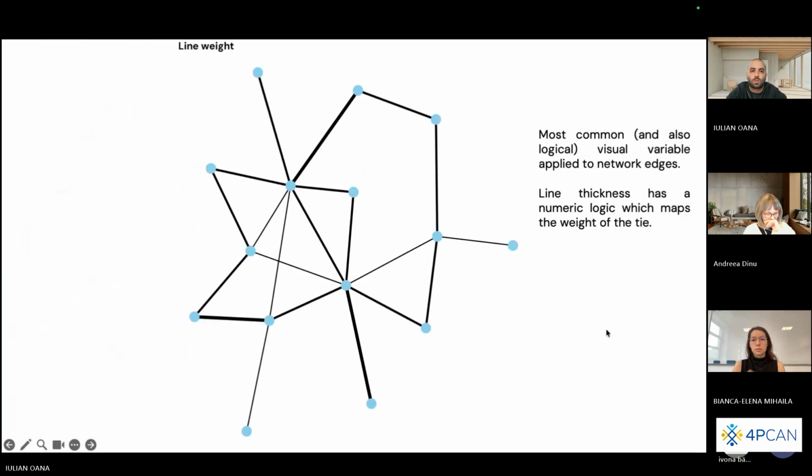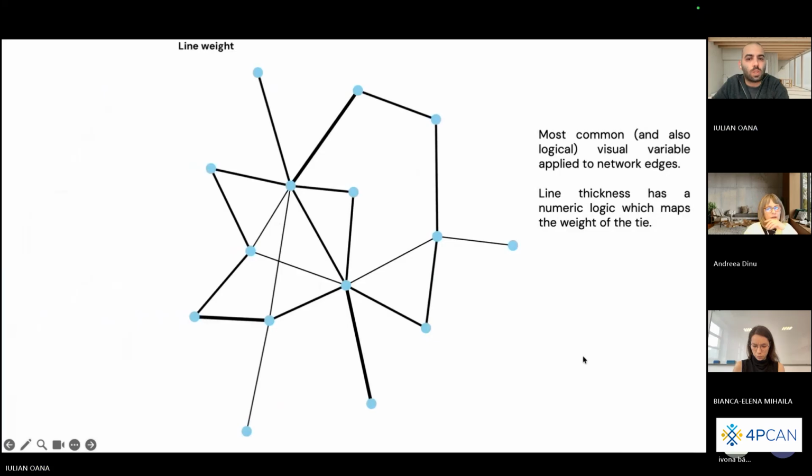Going back, so line weight, as I said, most common here. If you see, for example, some lines are thicker than others. As an insight into this image, here are three weights from 1 to 3. So if you see, for example, here, these are those who have a weight of 1. These are those who have a weight of 2. These are those who have a weight of 3.